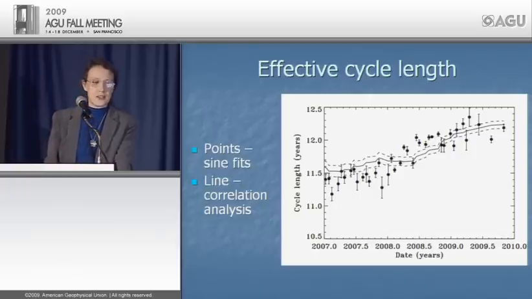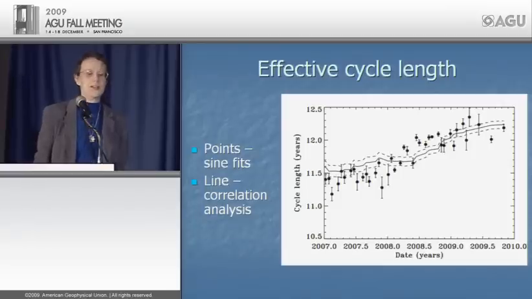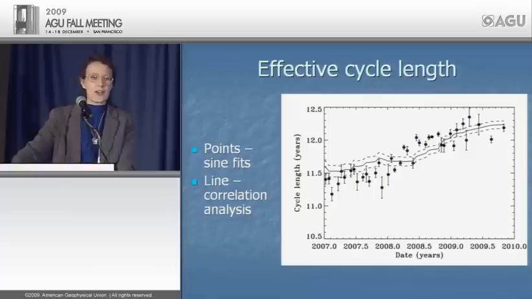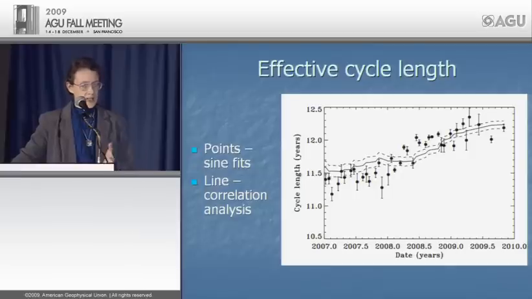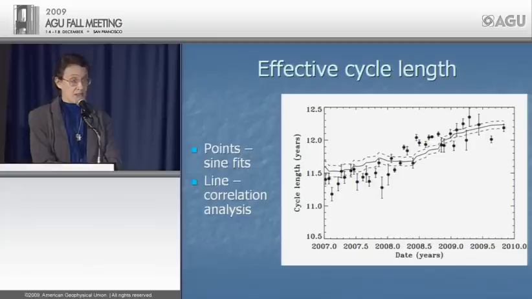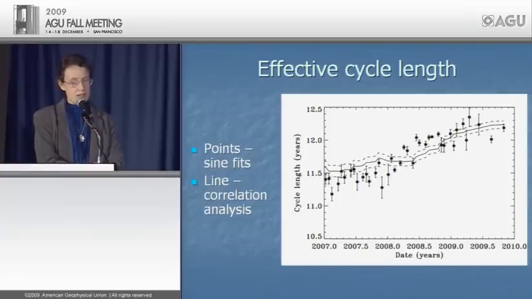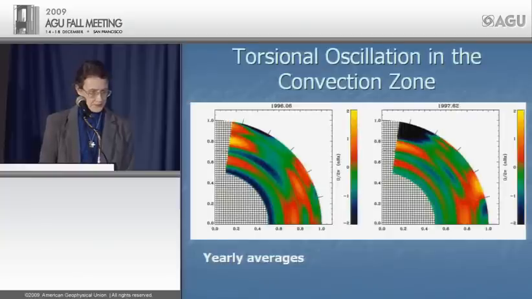You can try to estimate the length of the cycle either by fitting a sinusoidal function to the rotation rate, or by doing correlation analysis of the flow configuration near the surface. You can see that as you add in more and more data starting from about 2007, the effective length of the cycle has been gradually increasing. We published this plot about 6 months ago in ApJ Letters, and since then we've added two or three more points. It seems to have leveled off at a little bit over 12 years. It doesn't seem to be stretching out any longer, so things do seem to be on the move. Next.